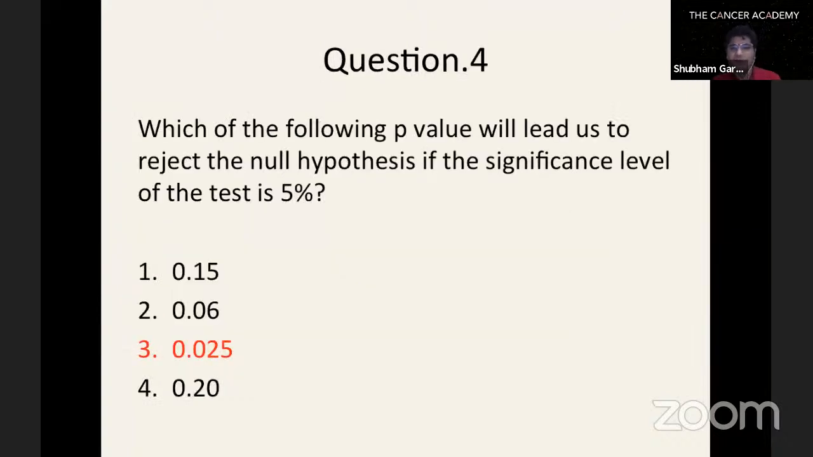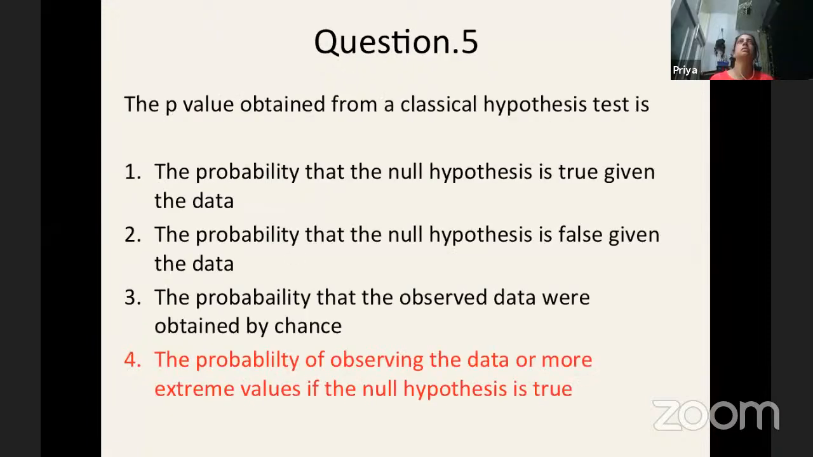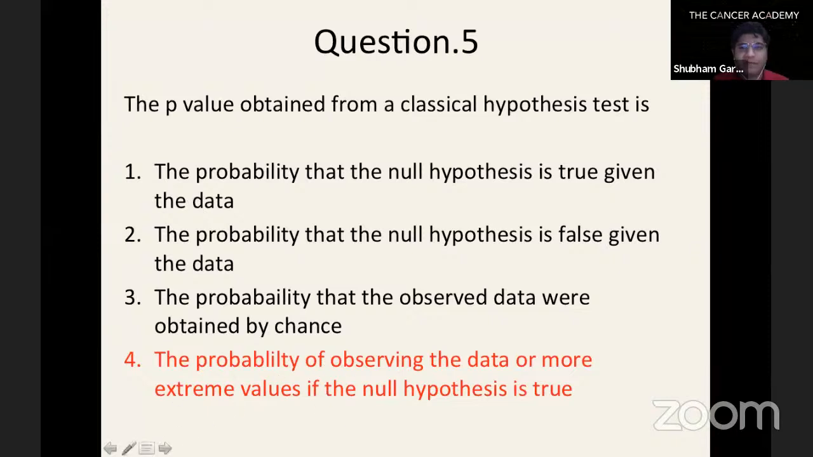And which of the following p-values will lead us to reject the null hypothesis at the given significance level? This is fine. So it's again less than 5%, which would be the answer. So this is 0.025. Okay, and the last one is that the p-value obtained from a classical hypothesis test is the probability of observing the data or more extreme values if the null hypothesis is true.